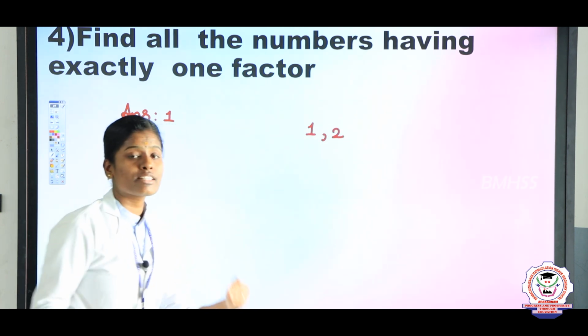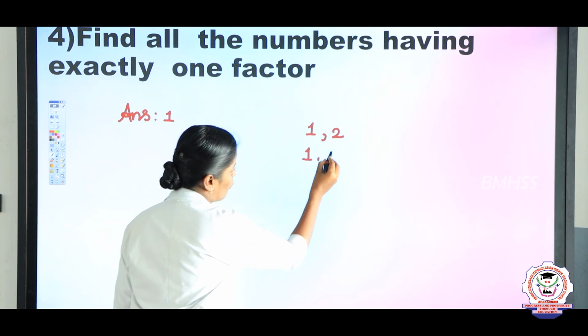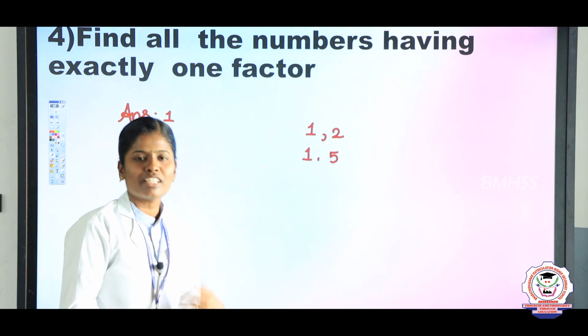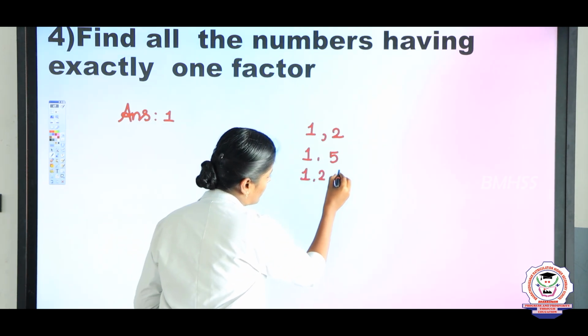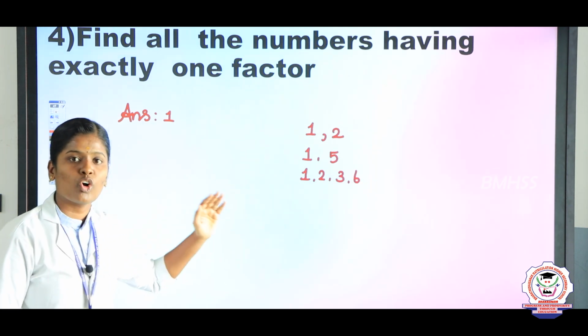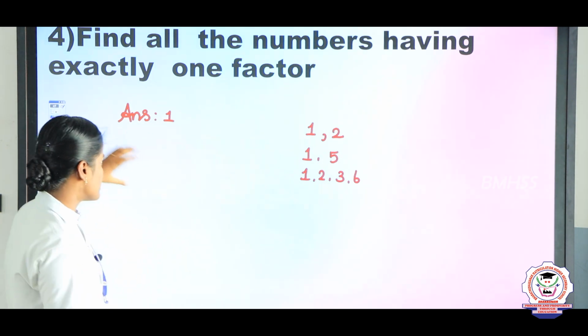Next, what are the factors of 5? Yeah, very good. The factors of 5 are 1 and 5. And what are the factors of 6? The factors of 6 are 1, 2, 3 and 6. So among all the factors, commonly we have 1 as the factor. Okay, so the answer is 1.